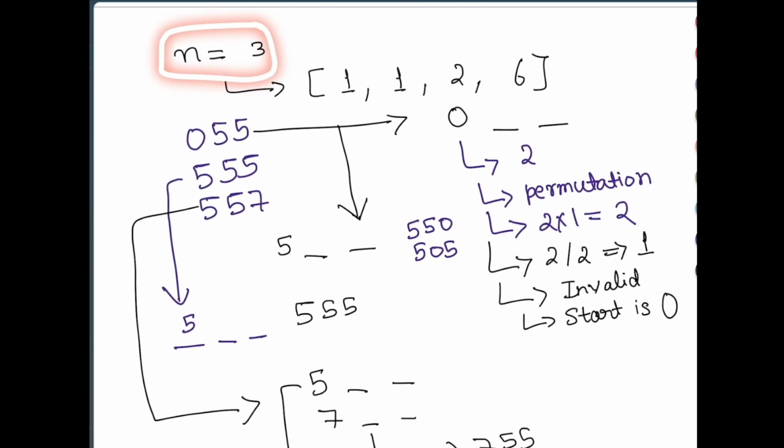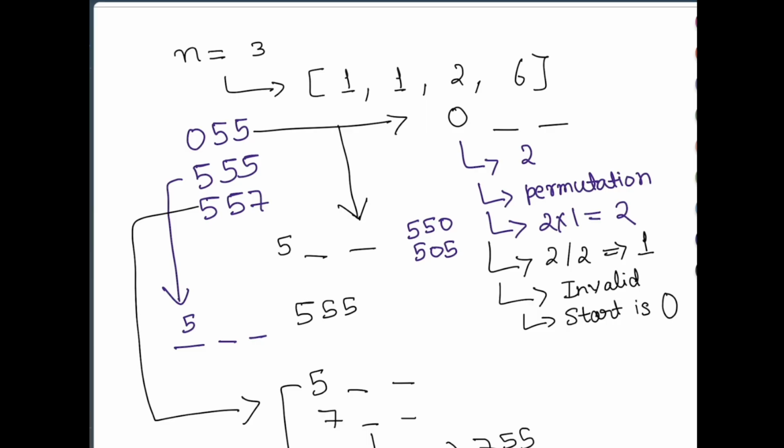So n is 3. Let me try for 055, 555 and 557. Now let me try with this 055 first, and let us say I take this 5 and put it in the first place. I fix this number 5 in the first place. Now in this case, I have 2 more places to fill, and I have 2 different numbers 0 and 5, right? So what are the numbers I can create? I can say 5 is fixed, so the other 2 digits can be 50 or 05. So I have 2 numbers which I can form with this 055 when the number is starting from 5, right?